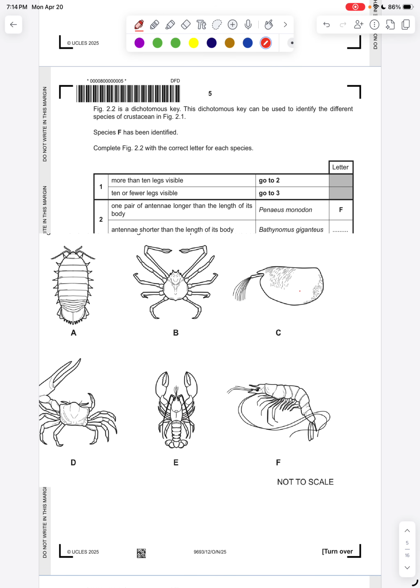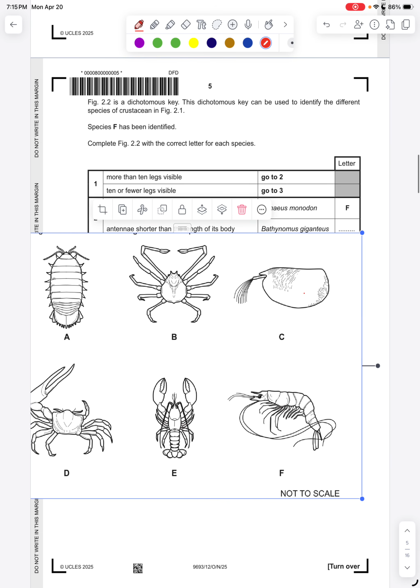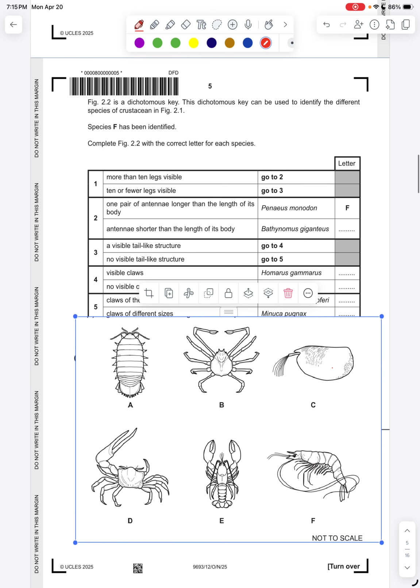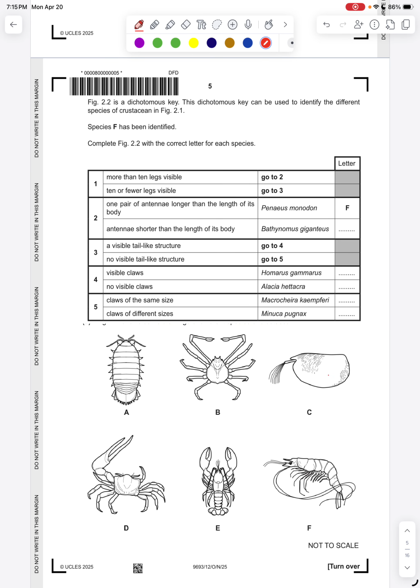Moving on to the other ones. It doesn't matter which one you start with now. I'm going to go backwards. I'm going to do E. So we need to identify species E. And again, we're going to start at the top.